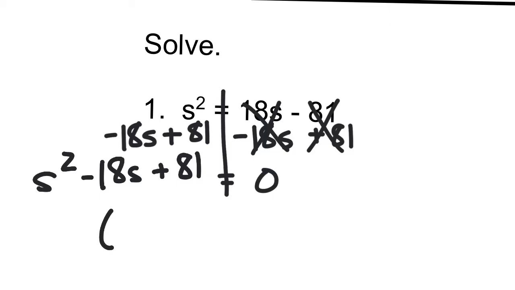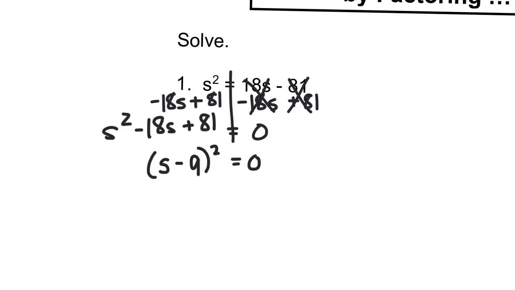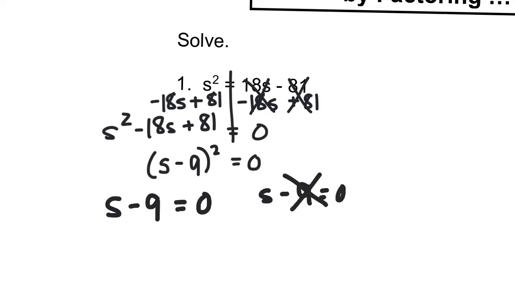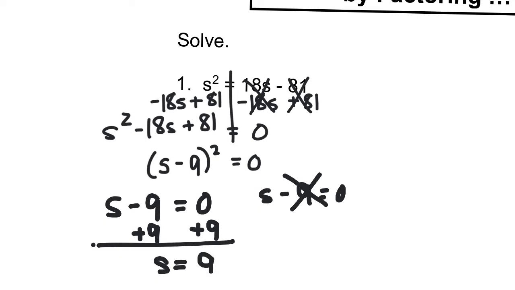Notice that that is a perfect square. So in that case, we'll have s minus 9 equals 0, and then it's the same equation. So in this case, there is only one solution. And so the solution is s equals 9.